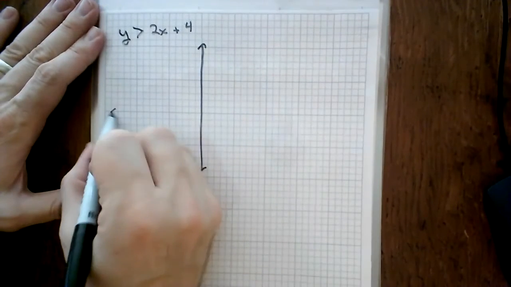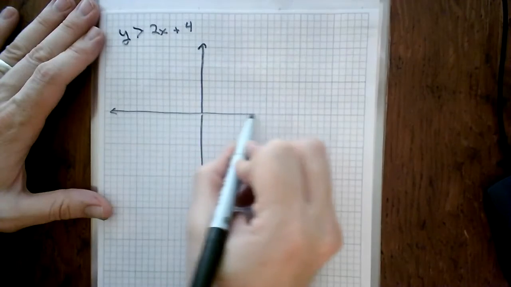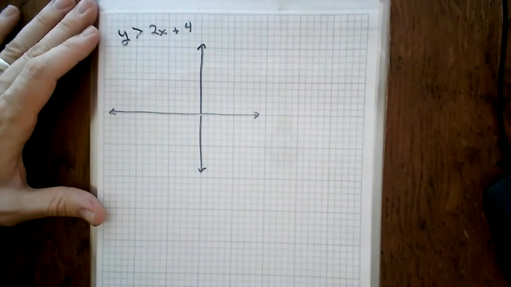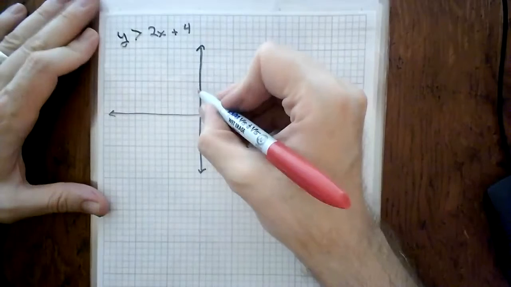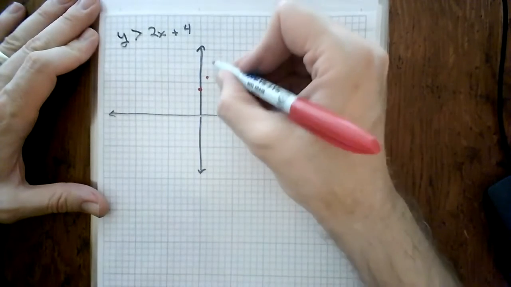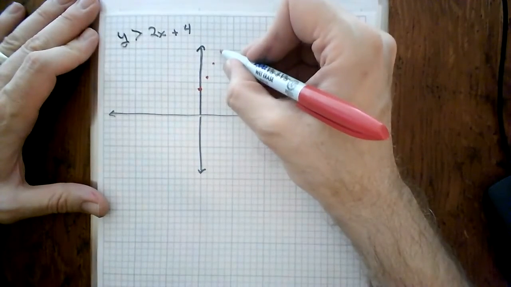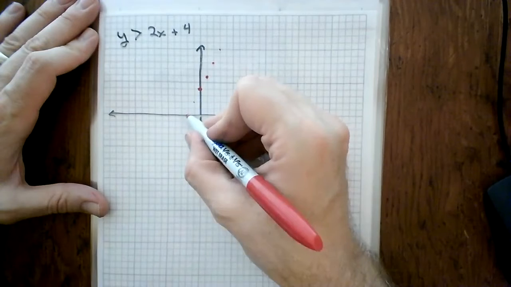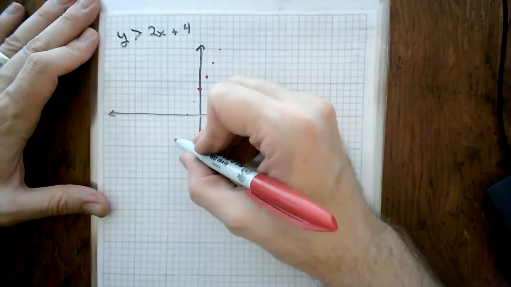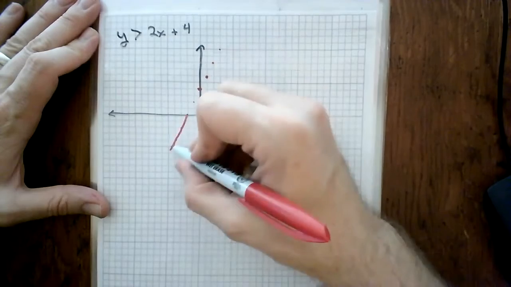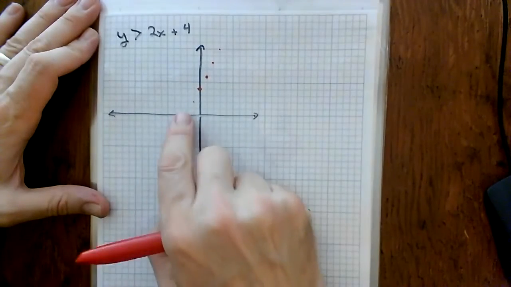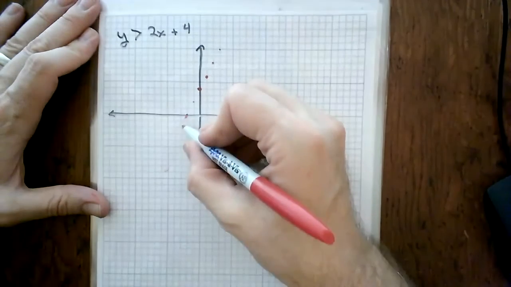So here I'm figuring out what points would be on this line. I've got 4, and this has a slope of 2. So I'll have a graph that looks like, oops, I'm using a solid line and I shouldn't do that. This is going to be a dashed line.